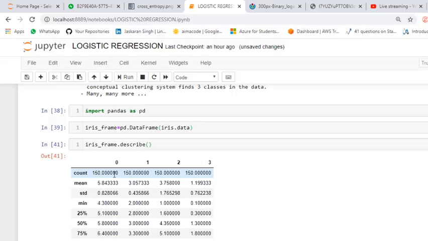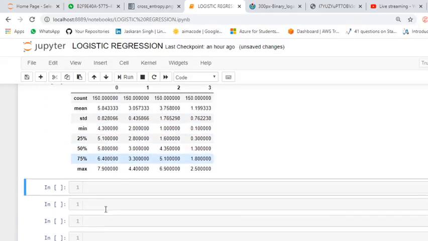So 150 total data. The mean is around 5.8 for the 0th characteristic. 3 here, 3 here, and 1 here. So this just gives the analytics about the data. In business activity, it can be used in something else, like for shares. The mean could be useful to find the average share, and the standard deviation shows how the data is varying. All these are basically used for the statistics part.